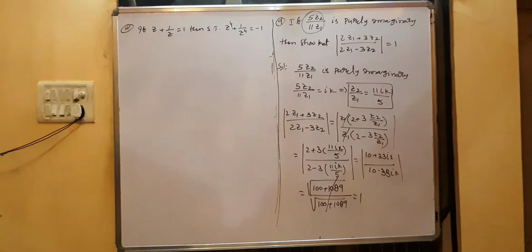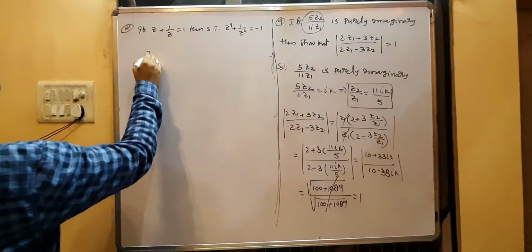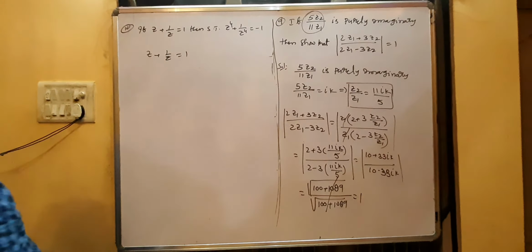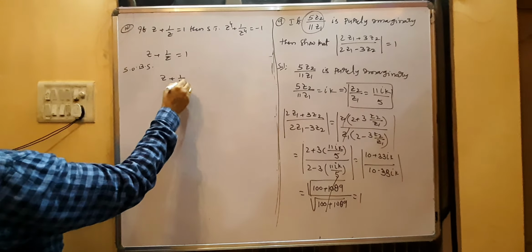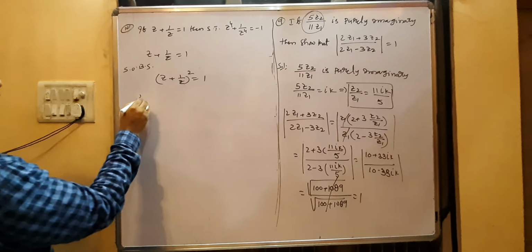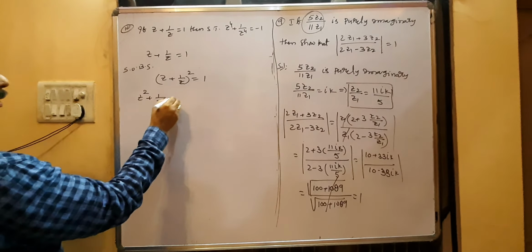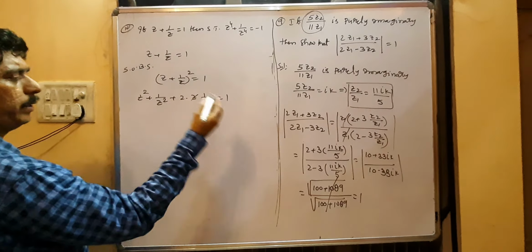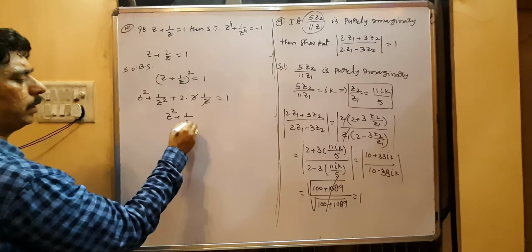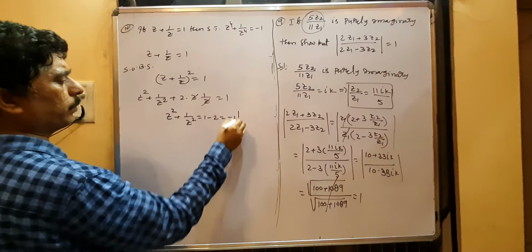About this problem, two methods are there: by using the complex numbers concept, and without using the complex numbers concept. What is given? z plus 1 by z is 1. Squaring on both sides: (z plus 1 by z) whole square equals 1 square, which is 1. These are z square plus 1 by z square plus 2 times z into 1 by z equals 1. z cancels, plus 2 brought to the right side. z square plus 1 by z square is 1 minus 2, that is minus 1.